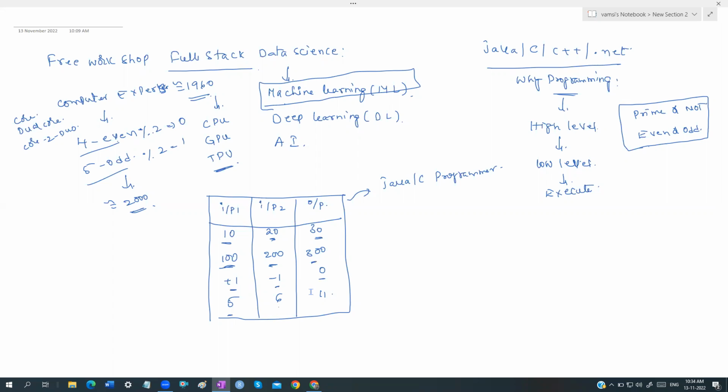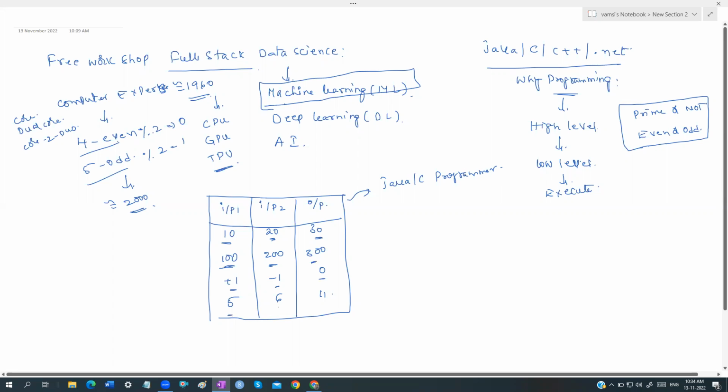The Java programmer or the C programmer understands, yes, I can write the program for this, because this output is nothing but the summation of input 1 plus input 2. The logic, that means how the output has come from this input, should be identified by the programmer. The programmer has to write the logic.